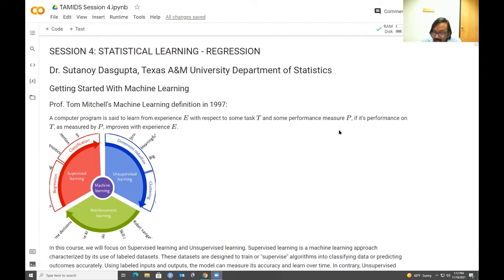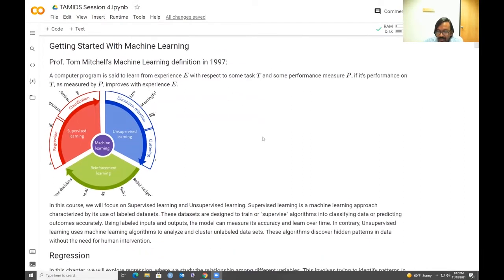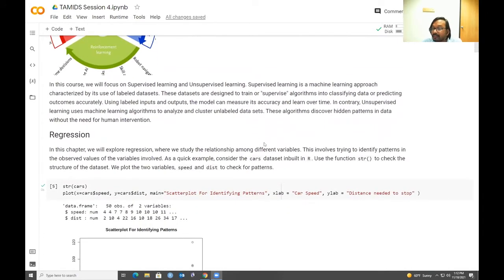In some cases, I do not provide the correct answer to the machine, and I let the machine come up with the pattern by itself. And that would be unsupervised learning. In this chapter, we are going to talk about regression as an example of supervised learning. What happens in regression is that we study the relationship between different variables. Usually there is one variable based on which I would like to understand how a different variable behaves.